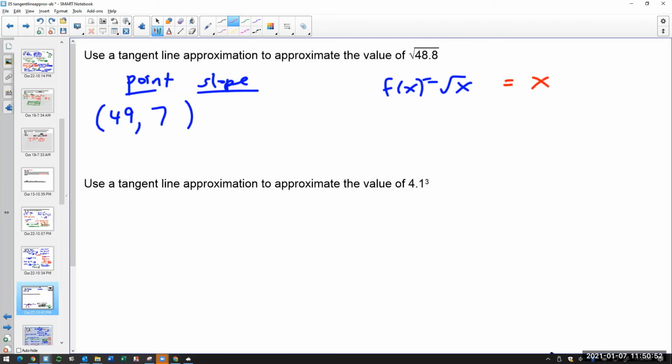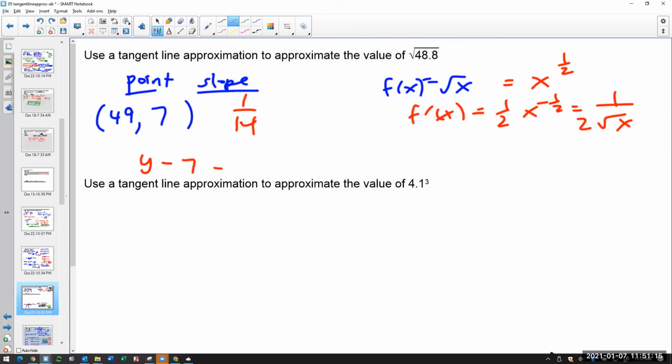So this is actually equal to x to the 1/2. If I take the derivative, I'll get 1/2 x to the negative 1/2, which is really, we already did this, 1 over 2 square root of x. Now I need a number here. So what number would I put in for x? 49. If that's 49, what's the slope? 1 over 14. Let's write the equation. You guys can do it. Let's go. Y minus y is equal to the slope times x minus x. Okay. I'm trying to, though, get the square root of 48.8.